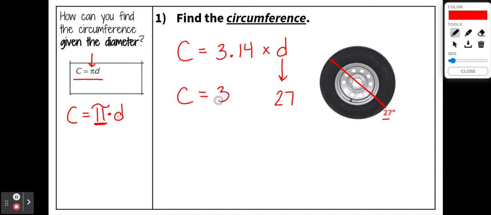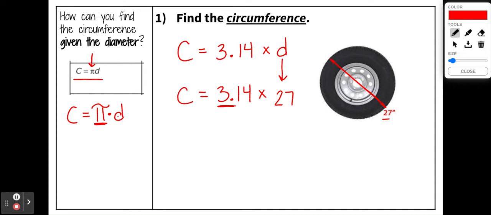So let's write everything down again. Circumference equals 3.14 times the diameter of 27 inches. So every circle's circumference is a little bit more than 3 times its diameter. It's 3.14 times its diameter, pi. Okay, so let's evaluate this.